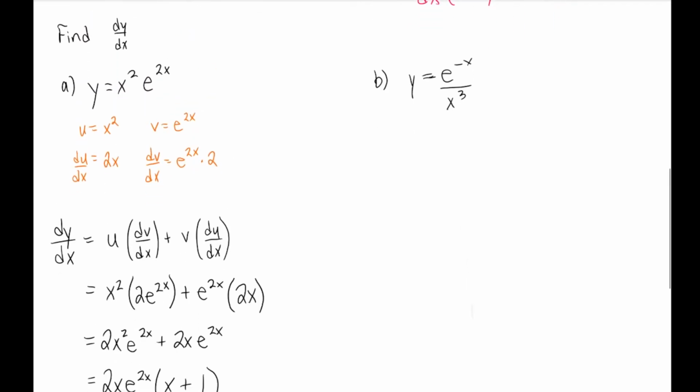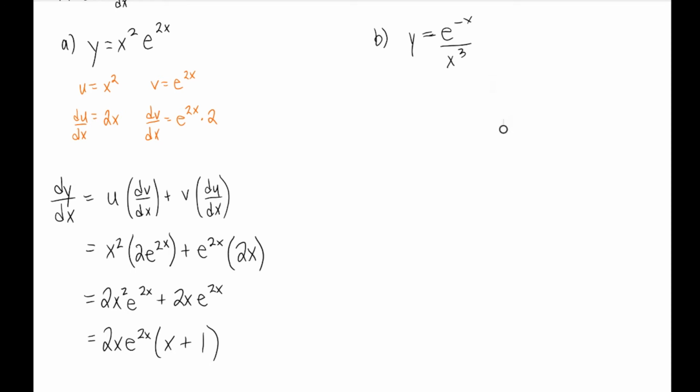All right, let's move on over to the quotient rule question. I'm going to do the same thing. I'm going to split it up based on the top and the bottom. So my top function, u, is e to the negative x. My denominator function, v, is x cubed. And so the derivative of u is negative e to the negative x. I simplified that one right out of the gate. Hopefully, as you get more exposure to this, you'll be comfortable doing the same. The derivative of v here is 3x squared.